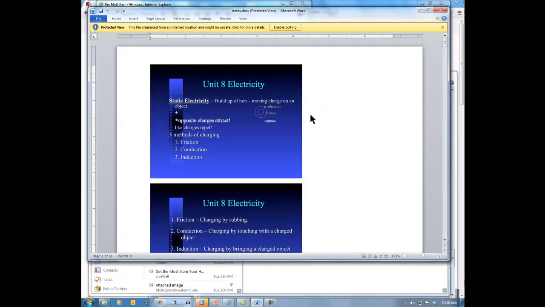All right, Matt, we're going to go through your electricity notes here, and you're going to try to pay attention, try to take some notes down. I want you to highlight some things as we go through this PowerPoint.